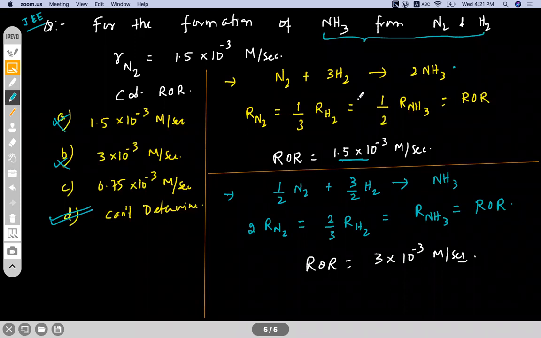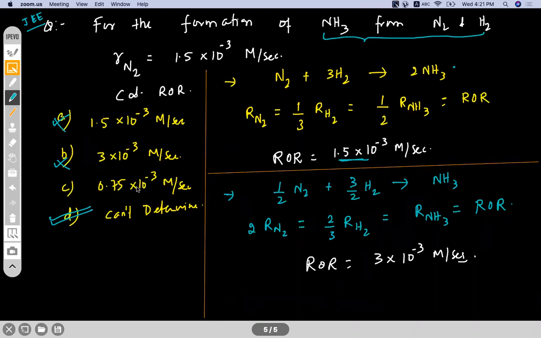Are you getting it? Clear? So please take care of these things. Very simple question, and 99% of the students have gone wrong in this. So you cannot miss out this kind of question. Even if you take another stoichiometric coefficient, you'll get option C also. That is also possible.